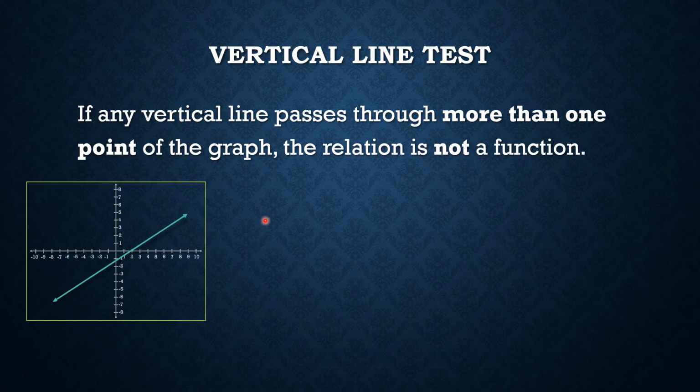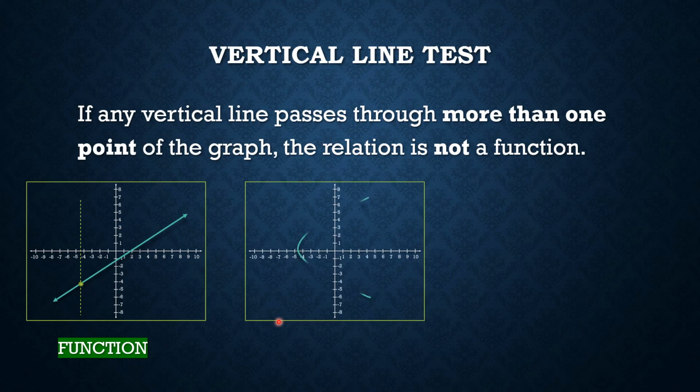So kapag daw yung vertical line na idodraw natin doon sa graph ay tumama ng higit sa isa doon sa graph, hindi na yun function. Let's consider this vertical line here. Mapansin natin if we put vertical line here as our vertical line test na ginagamit, makikita natin that there is a point here na tinamaan doon sa graph. At isa lang yan. So that means this graph represents a function.